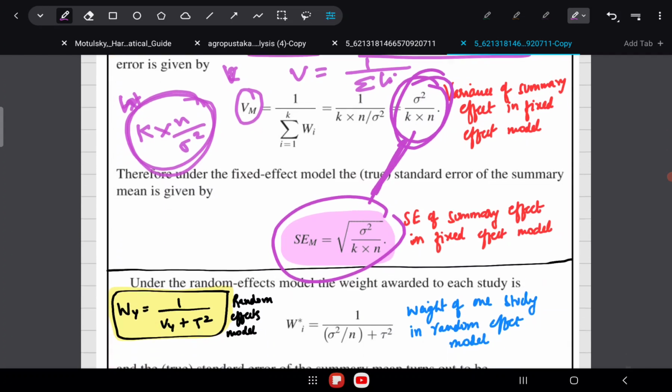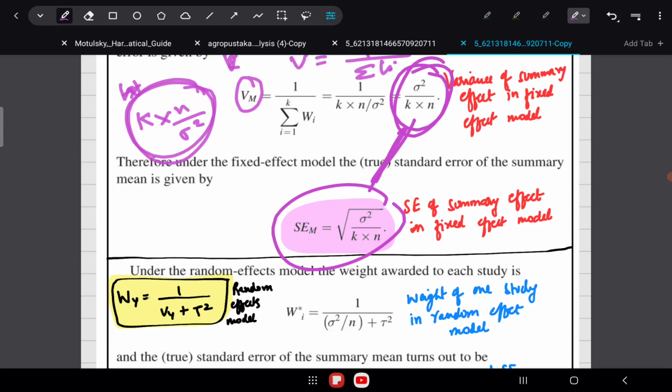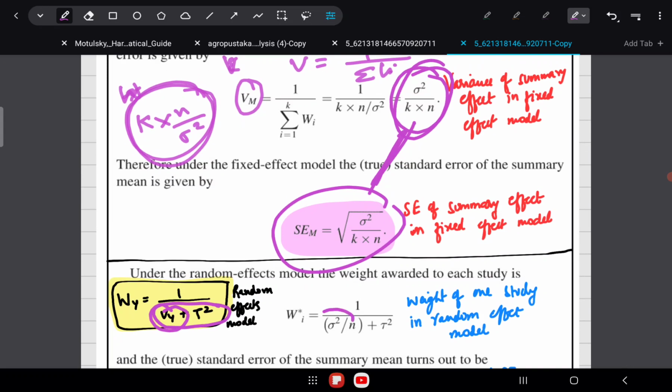Now for random effect modeling, the weight of one study is the reciprocal of total variance, and total variance is within study variance plus tau square. So I will write here like this: the weight in random effect modeling is 1 by sigma square by n plus tau square, because we know that Vy was sigma square by n, right?